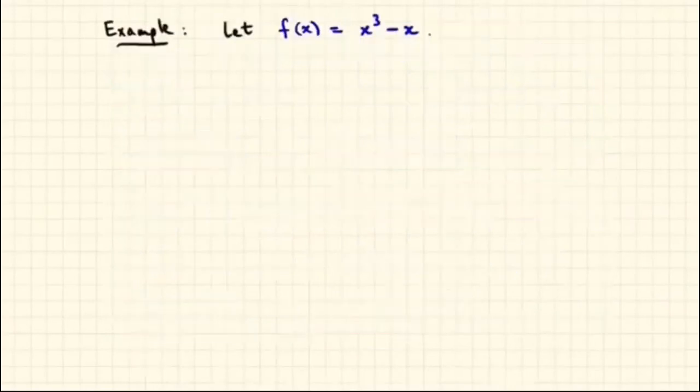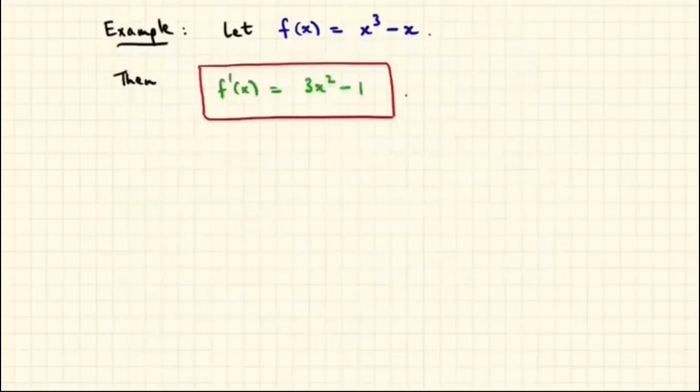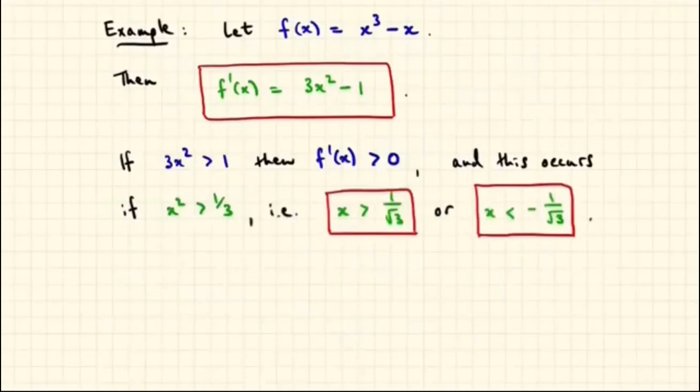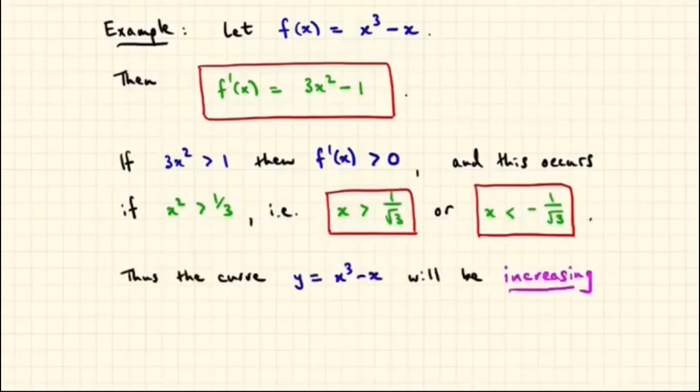Consider a function with rule f of x equals x cubed minus x. Then the derivative is 3x minus 1. Sorry, 3x squared minus 1. Observe that if 3x squared is greater than 1, then the derivative is positive. This occurs when x squared is greater than a third, which is precisely when x is greater than 1 over the square root of 3, or less than negative 1 over the square root of 3. Thus, the curve for this rule will be increasing on the interval from 1 over root 3 to infinity, and from negative infinity to negative 1 over root 3.